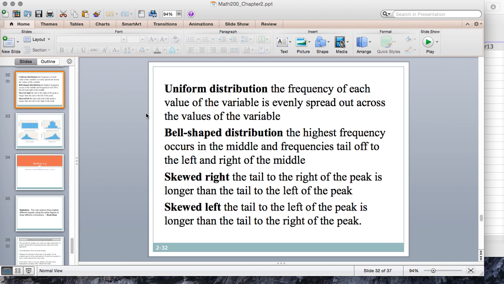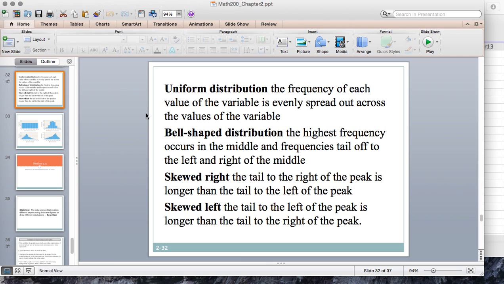All right, now to talk about the couple of different kinds of distributions you're going to see in this particular chapter. This just introduces you to what a distribution might look like. So first we have a uniform distribution, and that is something where the frequency of each value of the variable is evenly spread out across the values. And we'll look at that in just a minute in a visual sense. A bell-shaped distribution is where you have the highest frequency in the middle, and then the frequencies tail off to the left and tail off to the right of the middle. But it's pretty symmetric.